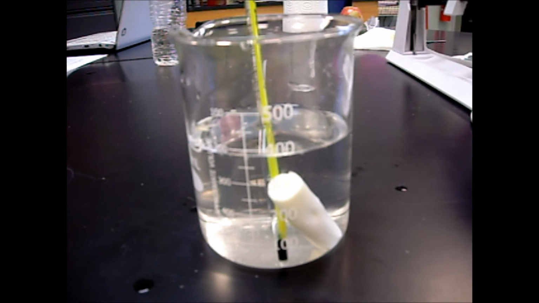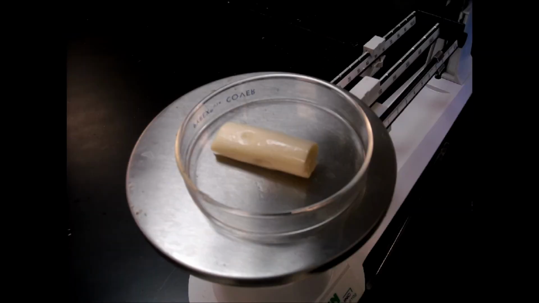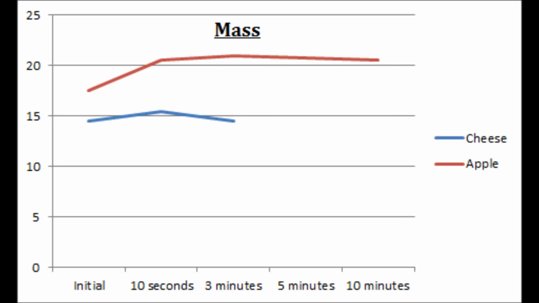For 3 minutes, 14.5 grams. We weren't able to continue the experiment due to time issues. The temperature of the imitated stomach solution after 3 minutes was 21 degrees Celsius. There wasn't much change in its mass.